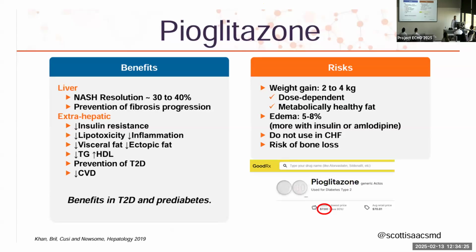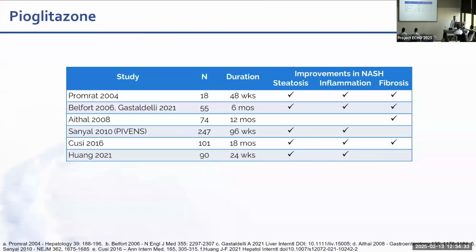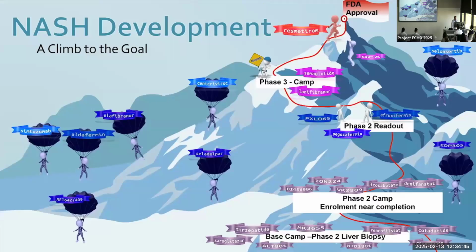An old drug here, very cheap, but still useful, pioglitazone, is also known to be useful, not only for steatosis, but also inflammation. And in some research studies, it's proven to be good for the fibrosis. This is a very good picture here that shows all the candidate medications for FDA approval for MASH.